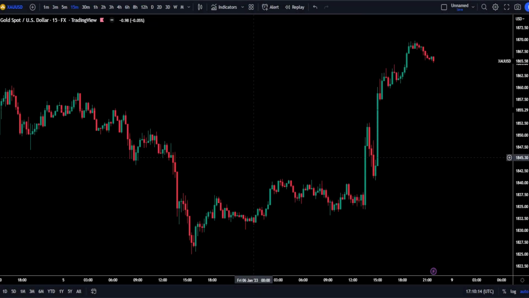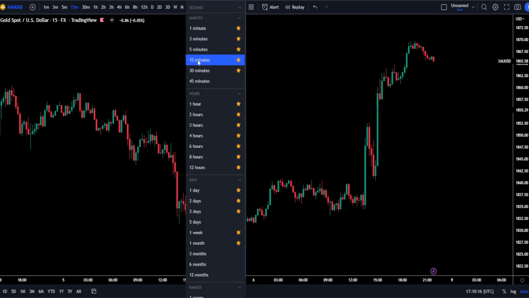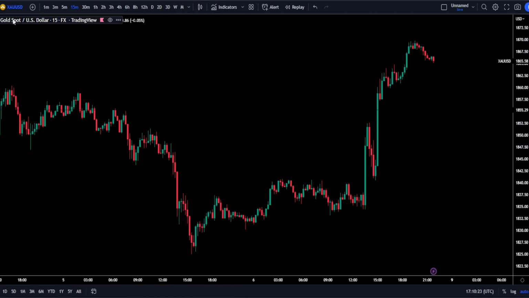Okay, we're going to be doing our backtesting on the 15-minute time frame, and as I said in the intro, we are going to be using gold versus the US dollar.